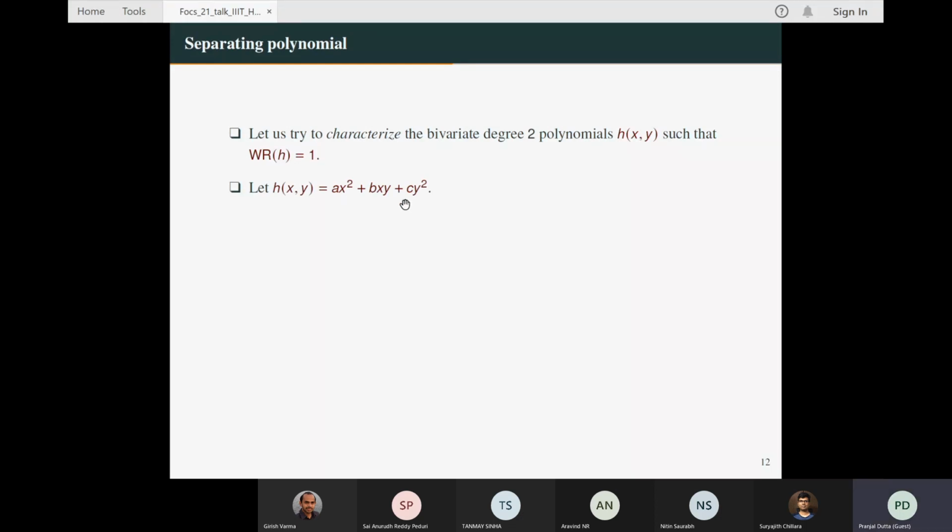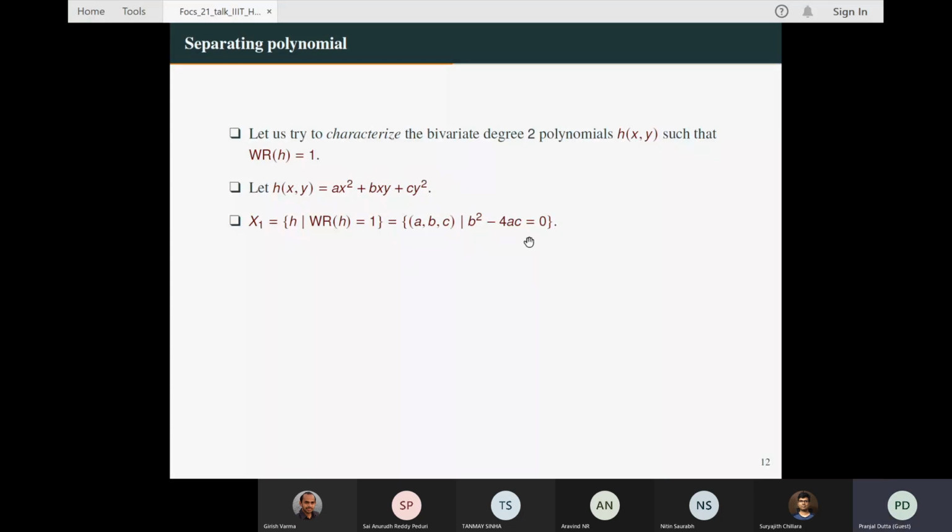Okay, since this is a bivariate degree 2 polynomial, this is ax square plus bxy plus cy square. Now I claim that all the polynomials h such that Waring rank is 1 are exactly the tuples a, b, c such that b square minus 4ac is 0. You can actually show that. Waring rank 1 means this has to be something squared, and you can show that that means they satisfy this condition. And if some polynomial satisfies this condition on a, b, c, then h can be written as a single square. That means Waring rank 1.